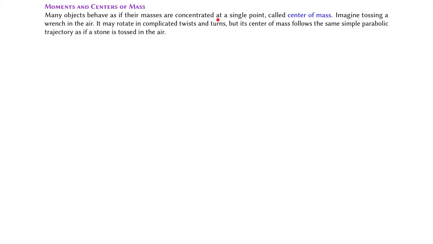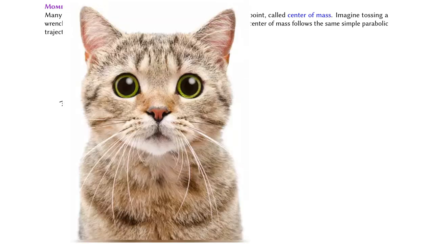Many objects behave as if their masses are concentrated at a single point. If we toss a wrench in the air, it might twist and turn, but if we were to only plot the center of mass, then the path is a parabolic trajectory.